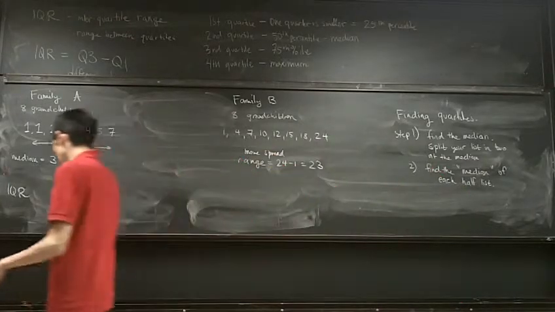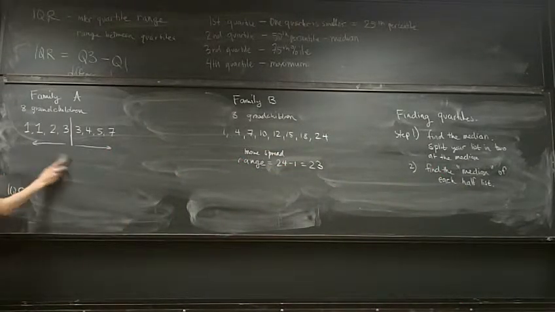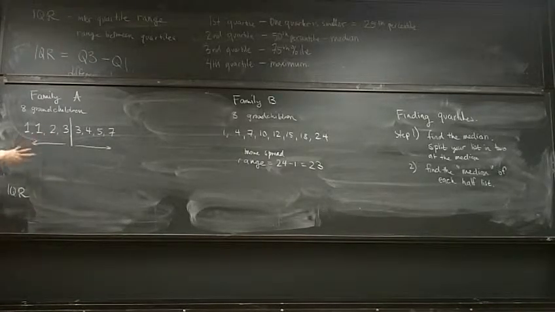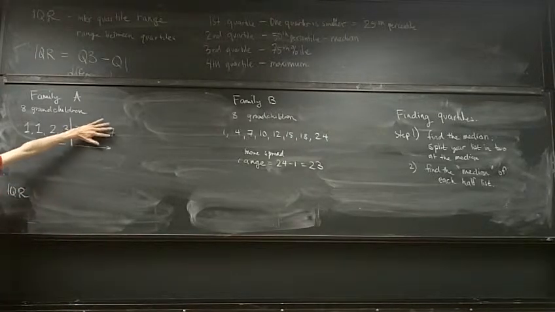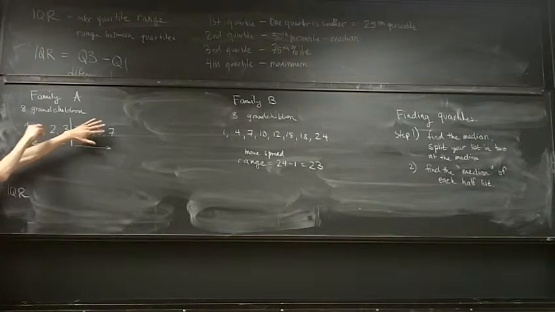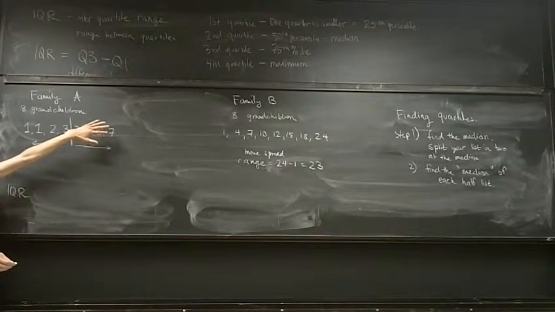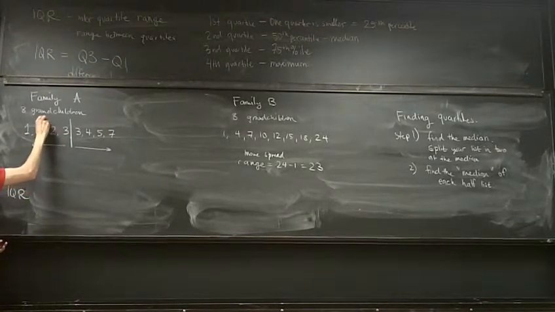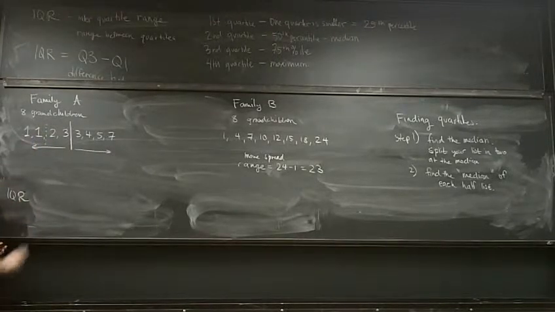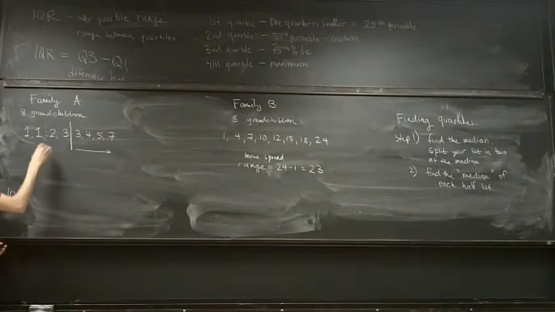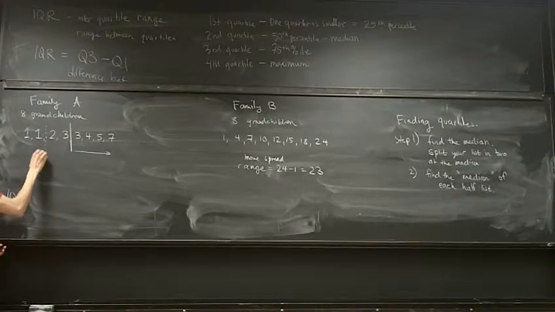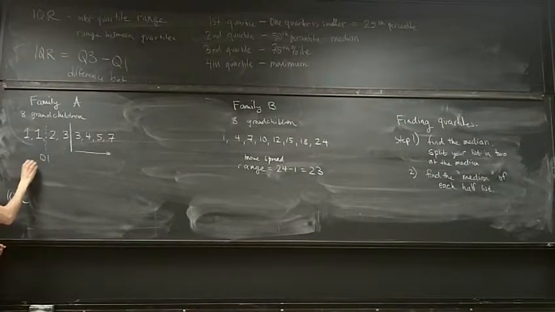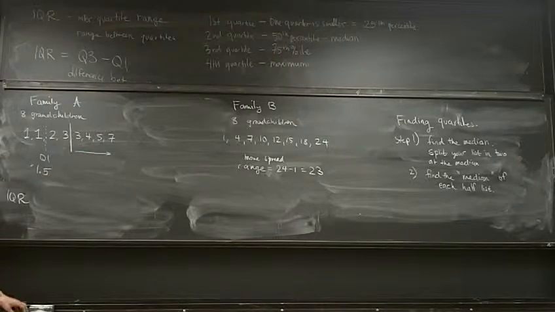So my median is 3. Here I've got 4 numbers smaller than the median. What is the median of these 4 numbers? If I ignore these 4, and I'm looking at these, what's the median of those 4? 1.5, right? The median of those 4 is right there. This is Q1. So Q1 is equal to 1.5.